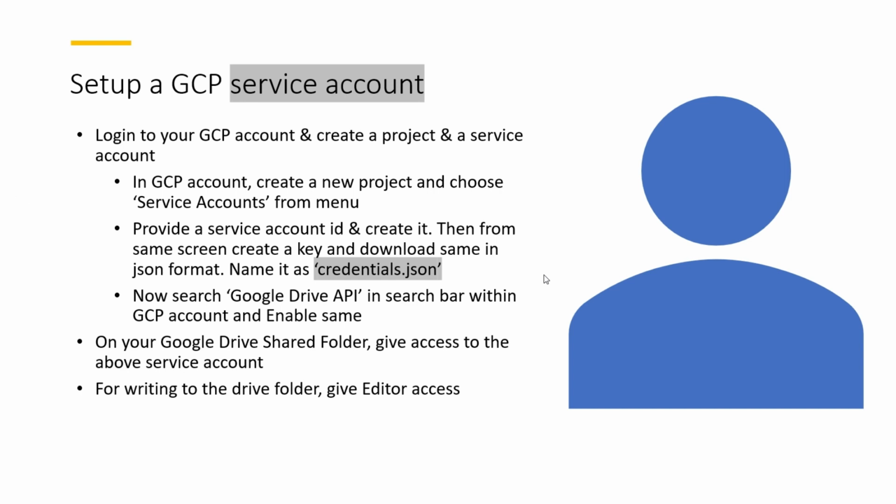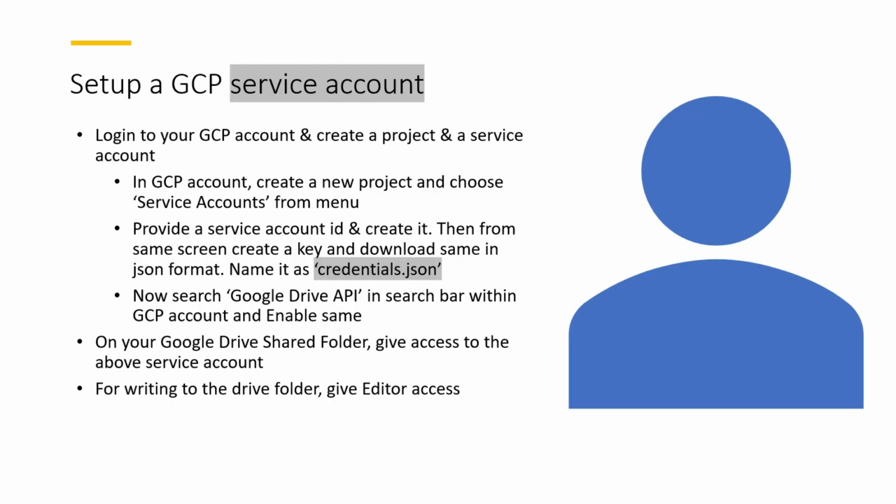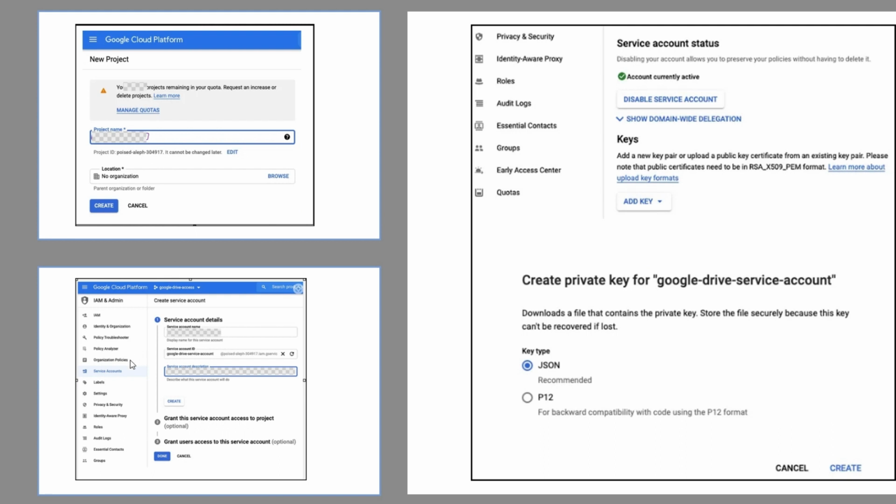So for setting up the Google GCP service account, we should have a GCP account first. This GCP account should be the same as the account that I'm going to work with in the Google Drive folder. So I will log into that GCP account and I will create a new project. Then I will choose service accounts from the menu.